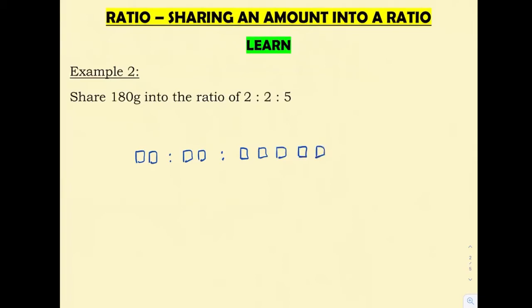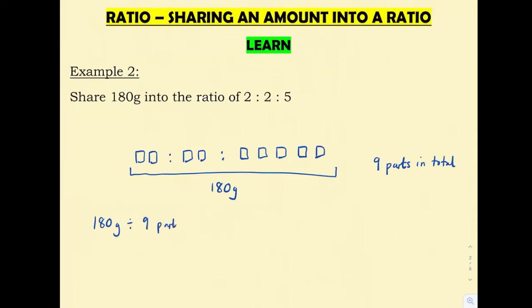And the information tells us that we've got 180 grams altogether, which we're going to represent like this. So how many parts have we got altogether this time? 1, 2, 3, 4, 5, 6, 7, 8, 9 parts altogether. The first thing we need to do is work out how much we will have in each part. So 180 grams divided by 9 parts, which would be 20 grams per part.